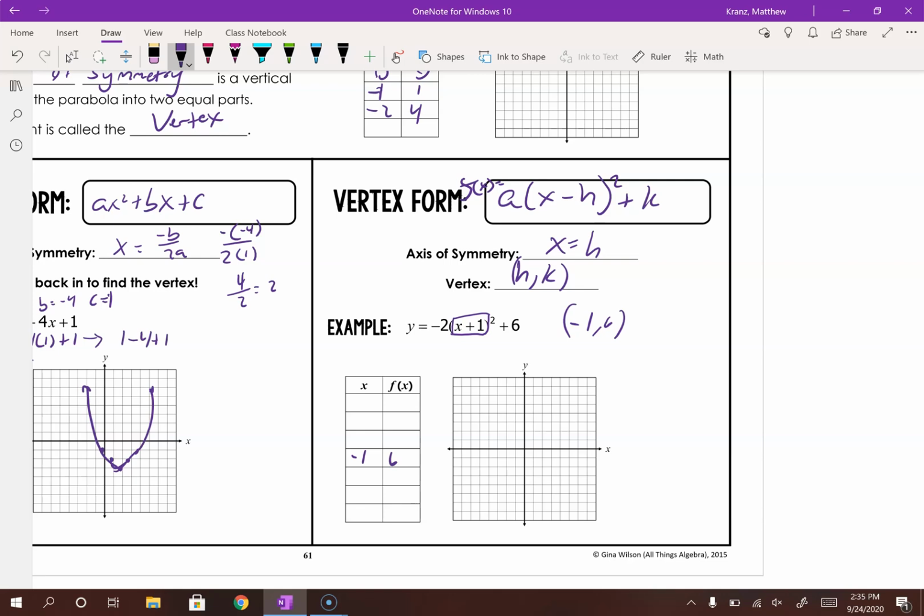vertex. And now we can go ahead and just go down. We have negative 2, negative 3, 0, and 1. So when I put this in my formula here, I have negative 2 plus 1, all squared, times 2 plus 6. Negative 2 plus 1 is negative 1. So negative 1 squared is 1, 2 times 1 plus 6 is 8.